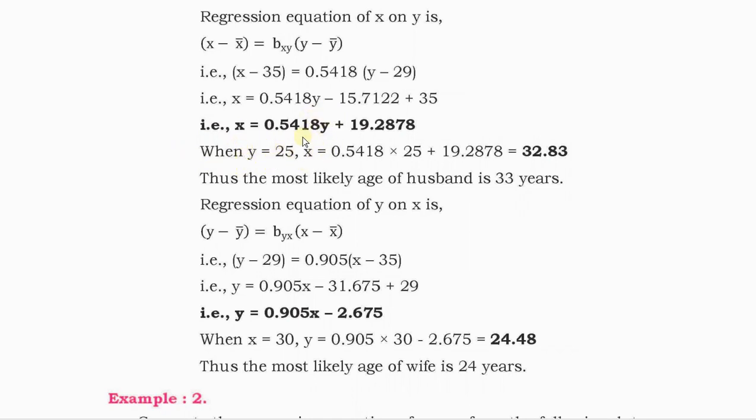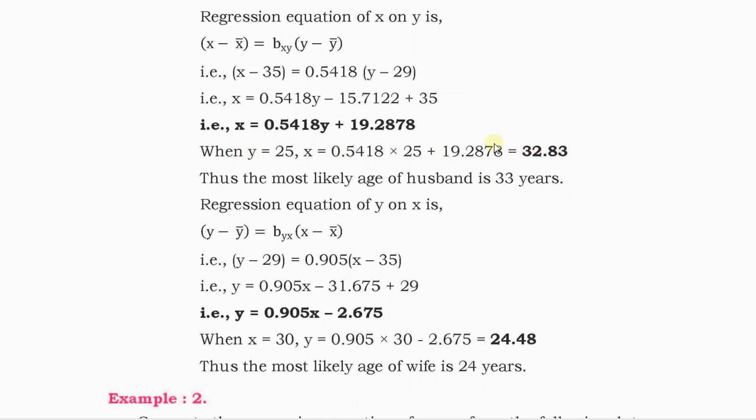We have a y here, so in this equation if you substitute the value of y, you will get the value of x. So x is equal to 0.5418 into 25 plus 19.2878. Okay, so 32.83 is the answer for x. Here y is the age of the wife. So they had asked what will be the age of the husband if the wife's age is 25?